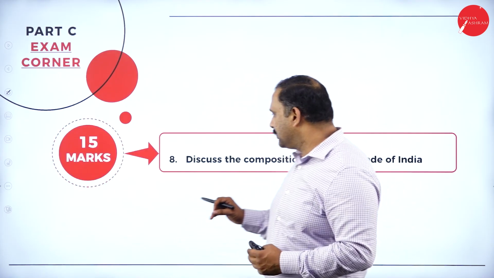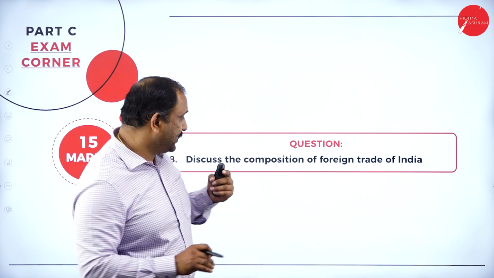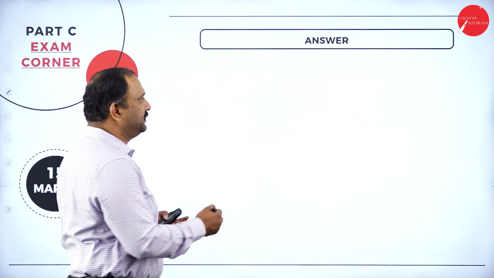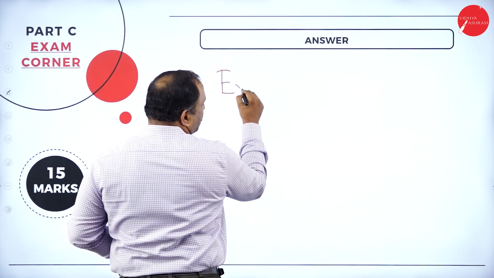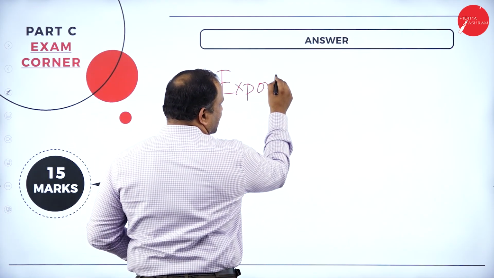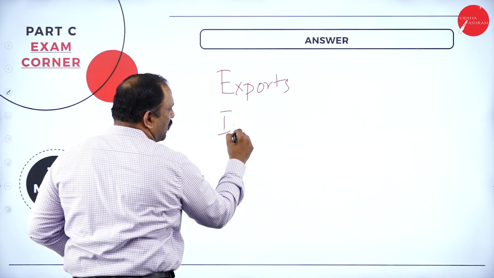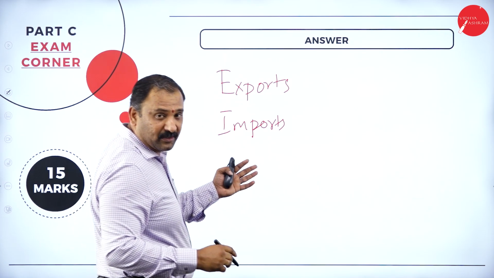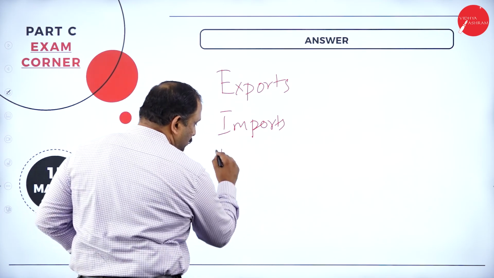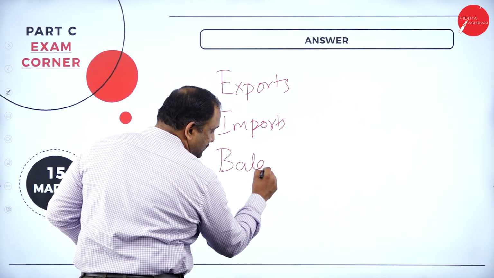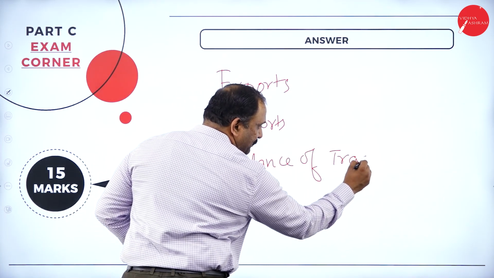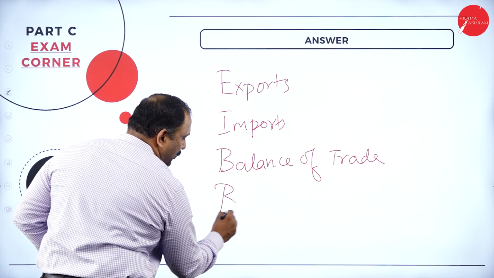The last one that we're going to talk about here before we wind up is the composition of foreign trade of India. Yes, we can talk about the exports and imports philosophy. Whenever we are talking about exports, how much we have gone through in terms of export factor, how much in terms of imports. Then we can also talk about the balance of trade, which is very, very important for us. Then we can also talk about balance of payments. That is also a very valid point here.